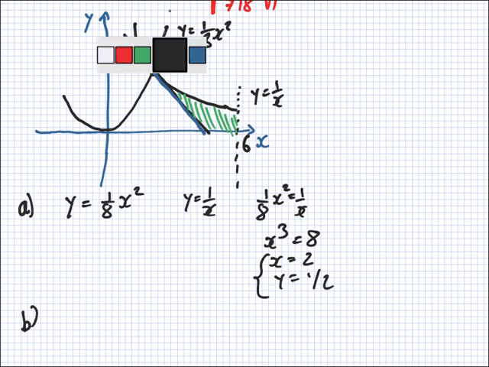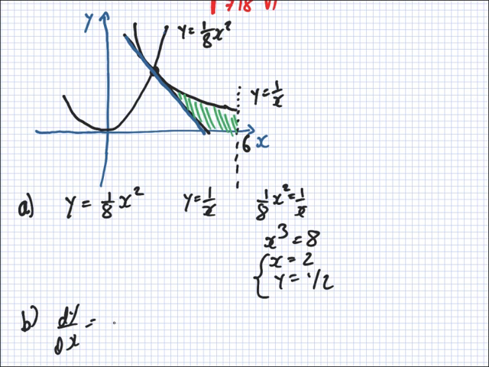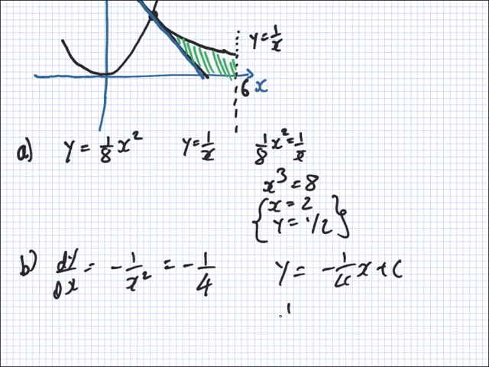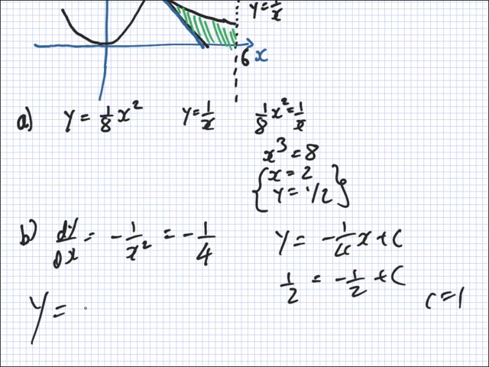It's just a linear. Okay, right, so I have to get the dy dx first. So dy dx would be minus 1 over x squared. And we know that x is 2, so this is minus 1 over 4. So y equals mx plus c. And this point here I can use to get the c. So I get a half equals minus a half plus c, so c equals 1. So I have y equals minus a quarter x plus 1. That's the tangent line.